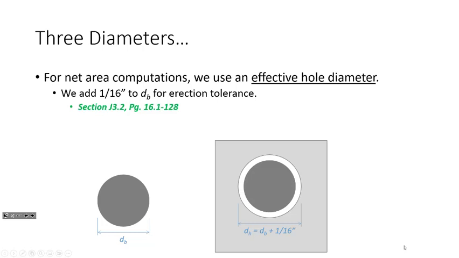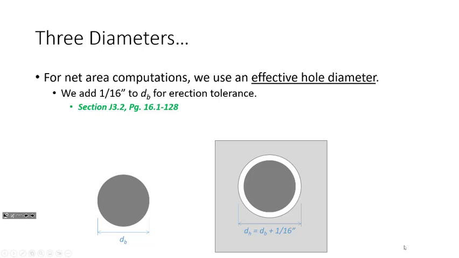And for standard holes in structural engineering, the hole diameter is a 16th of an inch larger. Okay, that's for standard size holes. There are instances where oversized holes or slotted holes might be necessary, and in those instances, that's going to change. But for most standard size holes, the hole is a 16th of an inch larger.